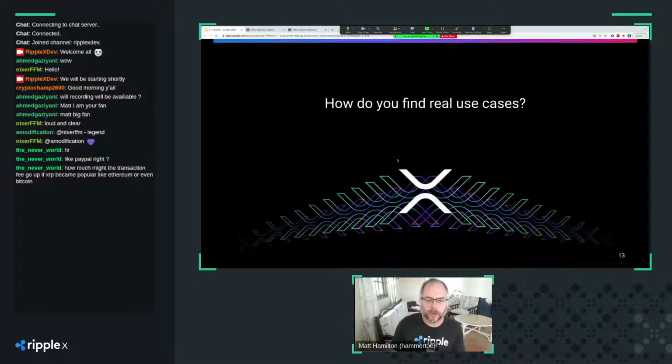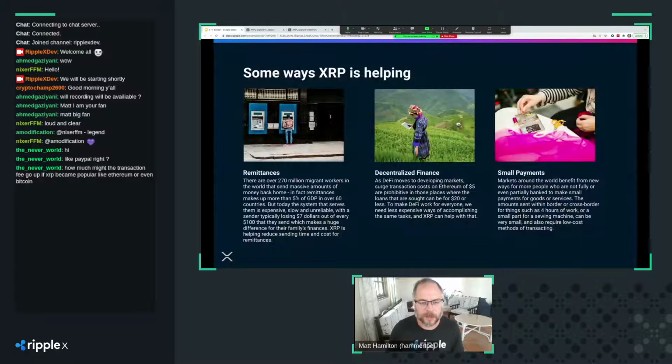Great. So talking about real use cases, what are the use cases for XRP? How do you find use cases if you're going to build stuff? So one of the great ways that XRP is helping is very much down to the characteristics of the XRP, the fact that it's very cheap and the fact that it is very fast to move. So remittances, companies like Ripple use the XRP Ledger for remittances worldwide.